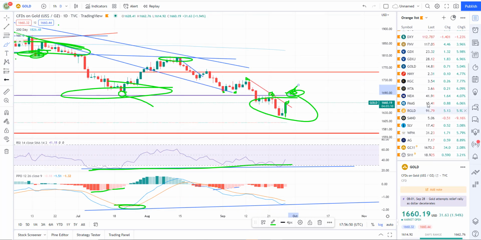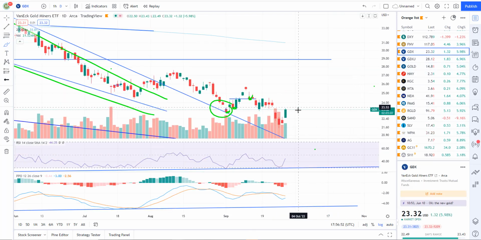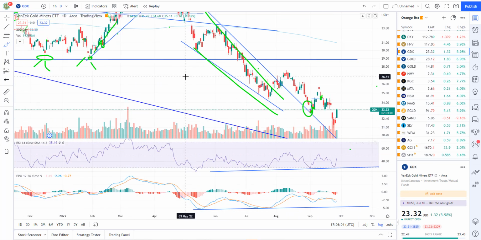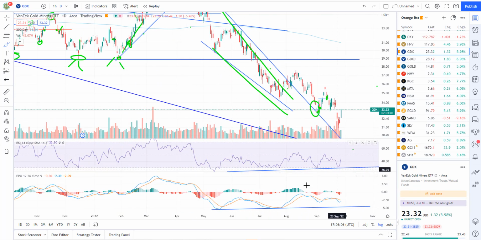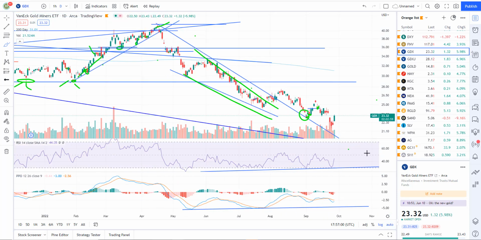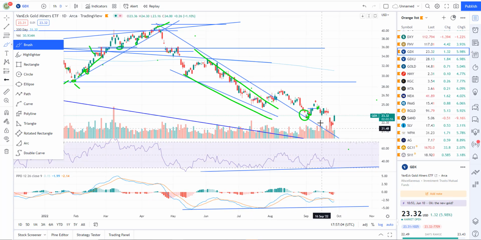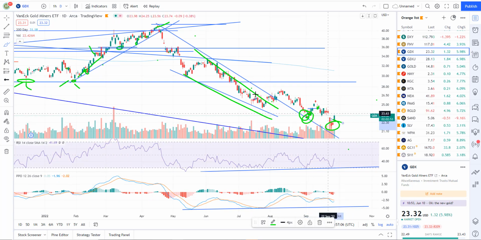So 1680 on the miners, GDX. No real change. The bigger picture, we've got bullish divergence that remains on both momentum indicators. So this price action, we've been drifting lower, has been divergent lows. Okay, that's a divergent low. That's a divergent low. We're definitely setting up for a strong rally. We need to see gold kind of shape up.